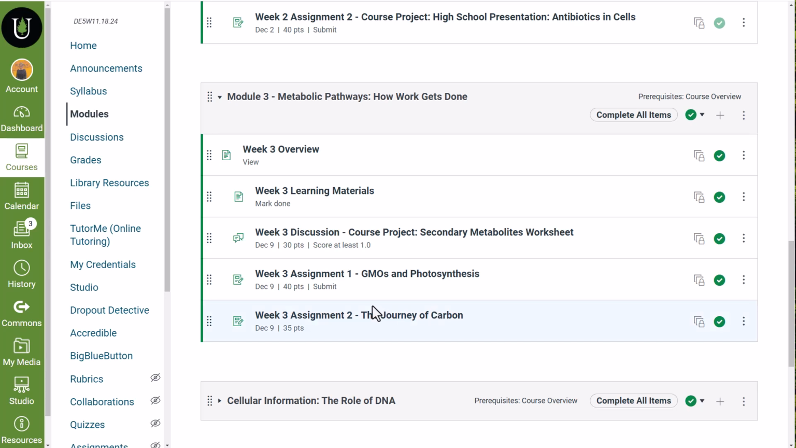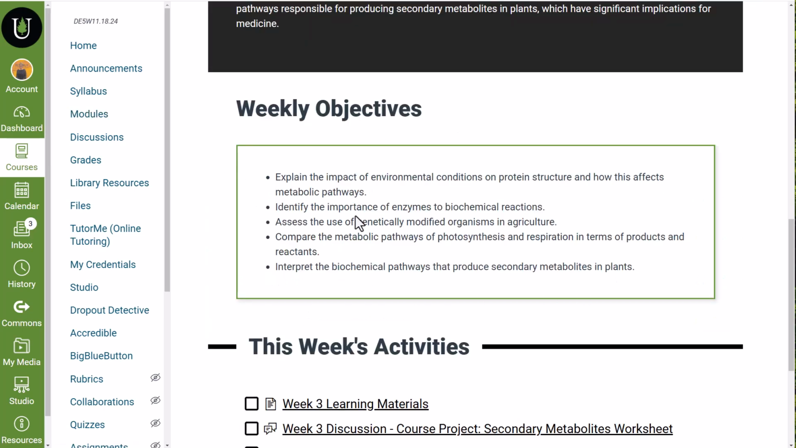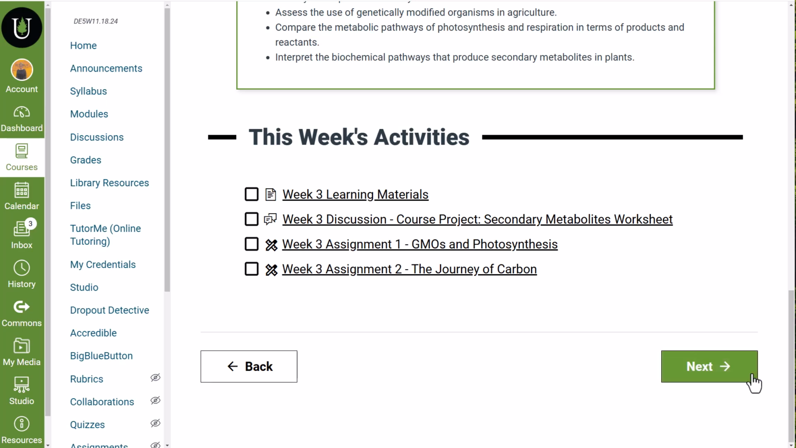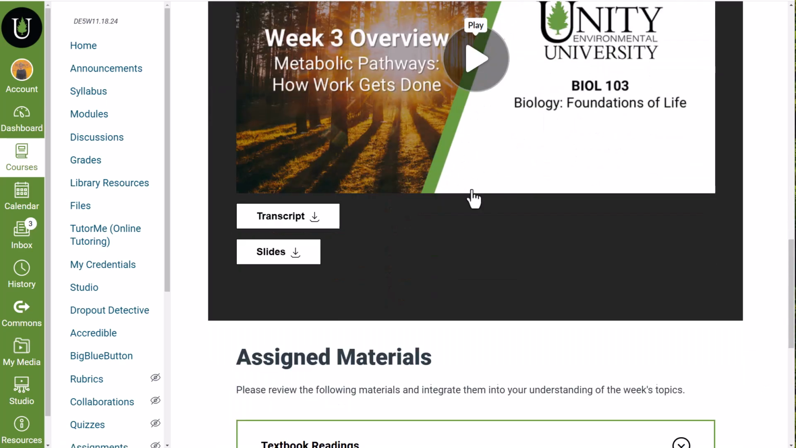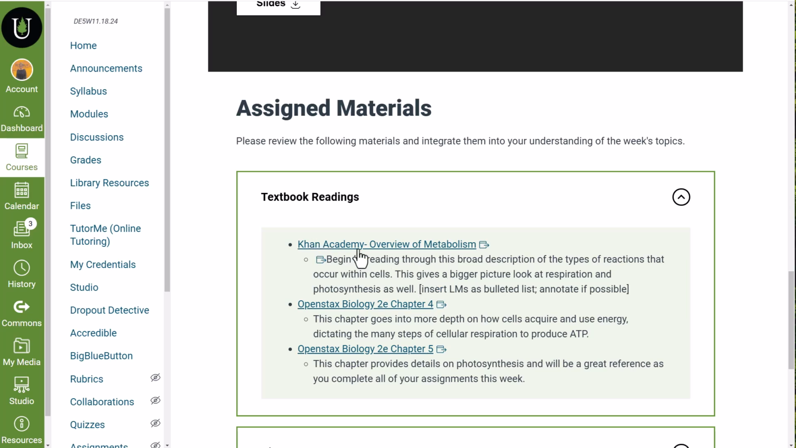Let's take a look at what you're doing this week. We're in Module 3. We're looking at metabolic pathways. You have your learning objectives here for the week and your weekly activity checklist. In your weekly learning materials, you have your short video lecture, your assigned readings. We have a link here to Khan Academy. You're also looking at Chapter 4 and Chapter 5 in the OpenStax textbook.